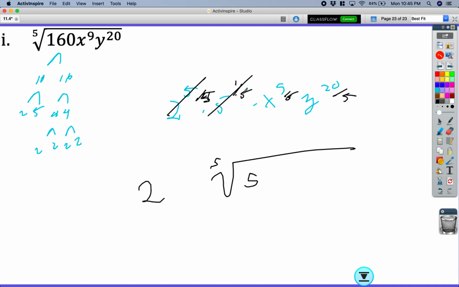So I took care of those numbers. And then I'm going to have x to the 9 over 5. Well, okay, I can make one whole number here. But then I'm going to have a leftover 4 here. And then I'm going to have y to the 5th power on the outside.